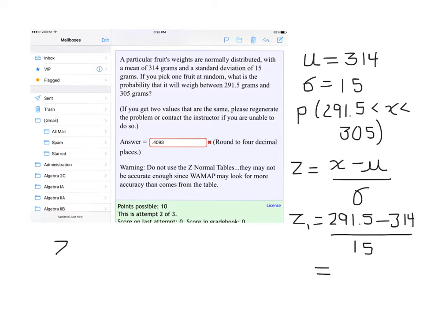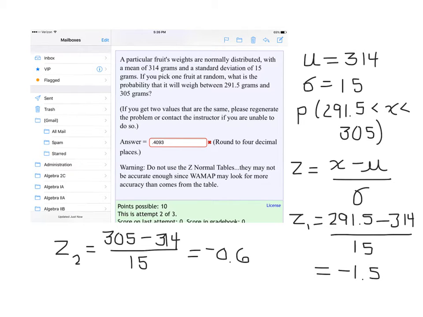And we're going to do the same thing to find our second z-score. Our second z-score, our x is 305. But our mean is still the same, and our standard deviation is also still the same. So when I compute these z-scores, I get the first z-score equal to negative 1.5, and the second z-score equal to negative 0.6.